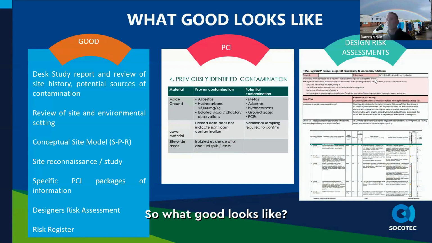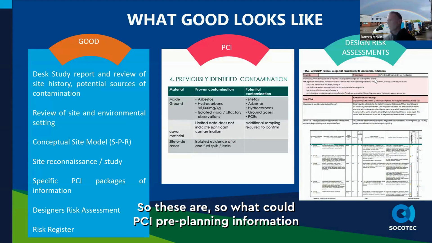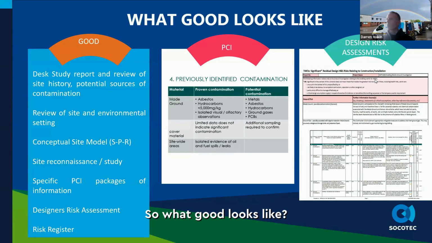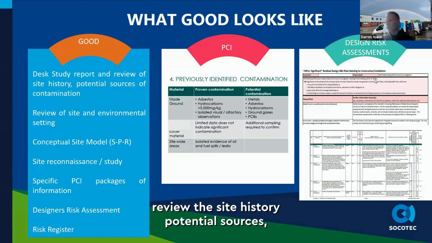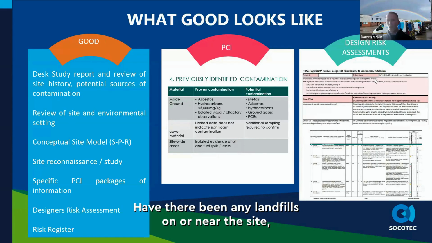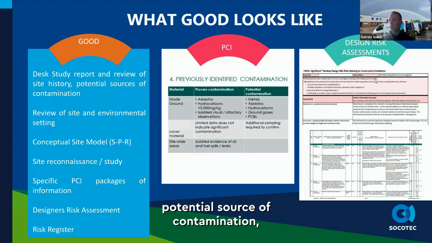So what does good look like? What good PCI pre-planning information is needed in order to determine the correct site category? A desk study report, reviewing the site history, potential sources, and the site and environmental setting. So what's the geology of the site? What's the hydrogeological situation behind the site? Have there been any landfills on or near the site? Potential sources of contamination, industry, land use around that area.